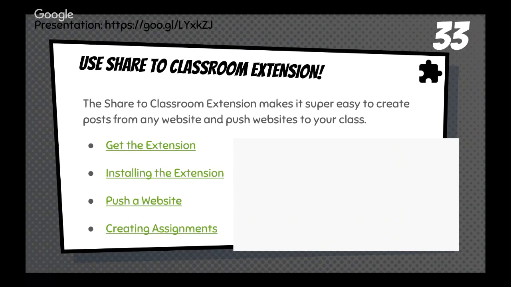Now, that third option there says push a website. So for instance, maybe that CNN article really didn't need an announcement or a question. I really just wanted my kids to see it right now. If I want to push that website out to them, I can certainly do that. But your kids also need to have that Share to Classroom extension. As long as you have it and your students have it, you can push that website out to them, and then it will pop up on their screen and they can see it right away, where you don't really have to make an announcement. So that's a really good extension to use.